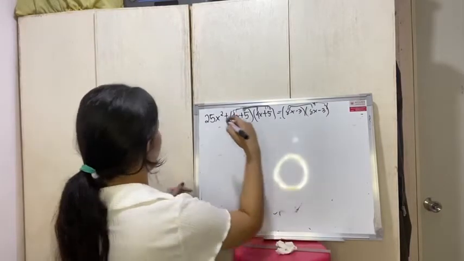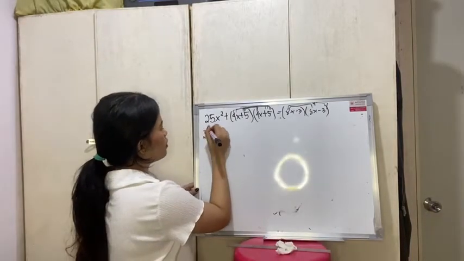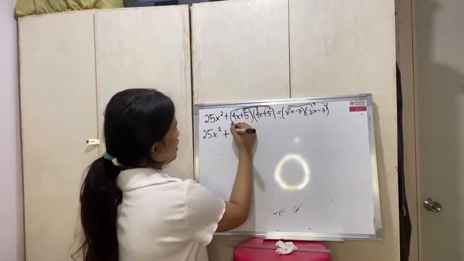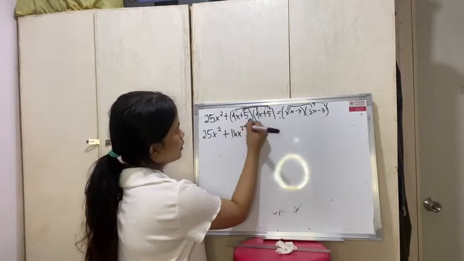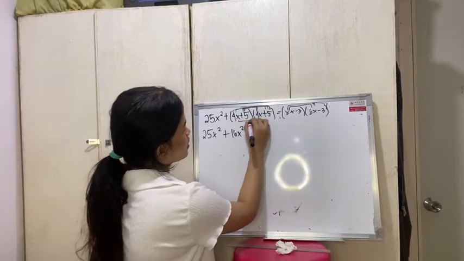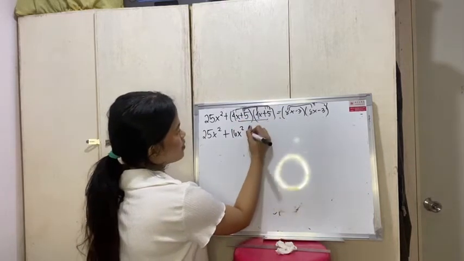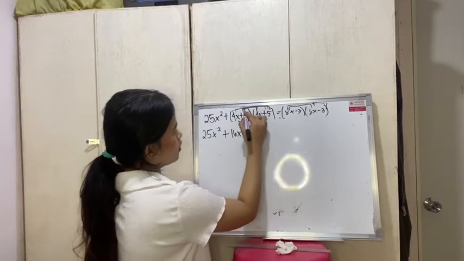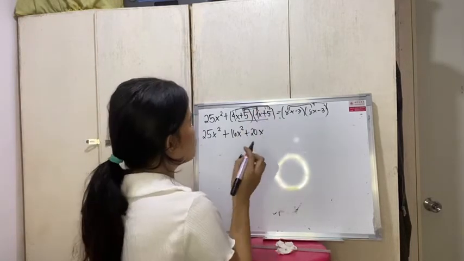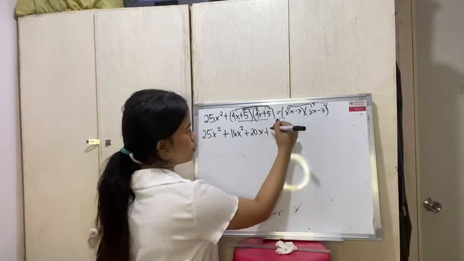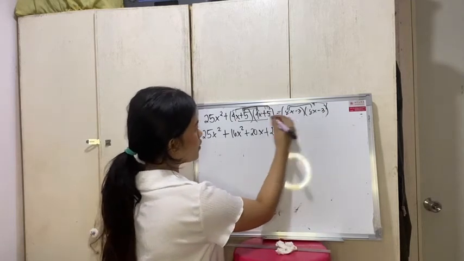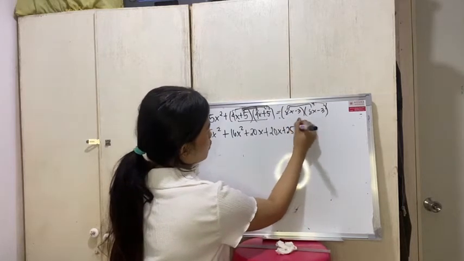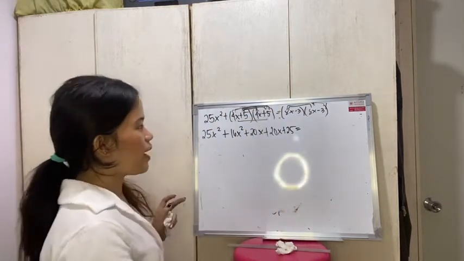So now we have 25x squared plus 4x times 4x is equal to 16x squared, plus 4x times 5 is equal to 20x, plus 5 times 4x is equal to 20x. Then 5 times 5 is equal to 25. So we are going to do the same process on this side.